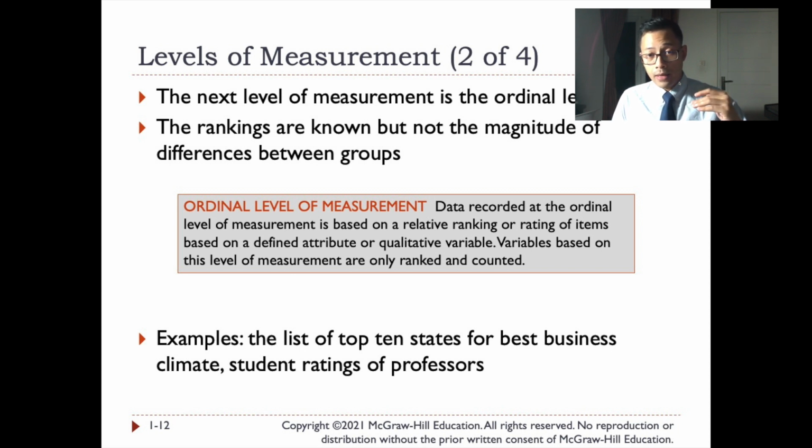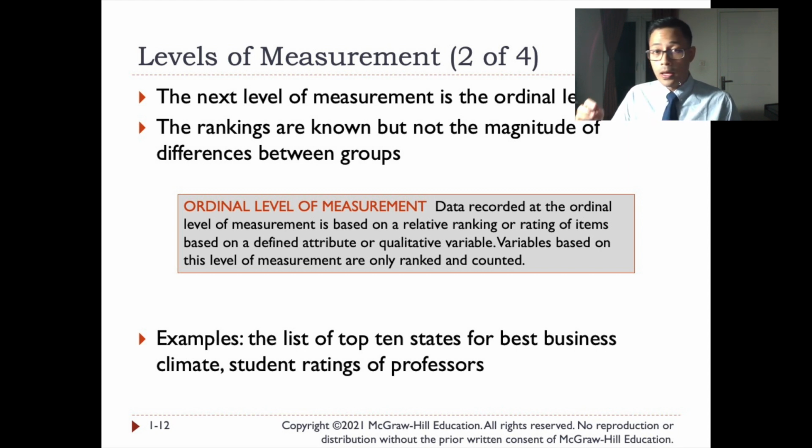After the nominal level, the next step is the ordinal level. Basically, the rankings are known, but the magnitude of differences between groups is not known. Data recorded at the ordinal level of measurement is based on a relative ranking or rating of items based on a defined attribute or qualitative variable. Variables at this level of measurement are only ranked and counted. For example, the list of top 10 states for business climate.